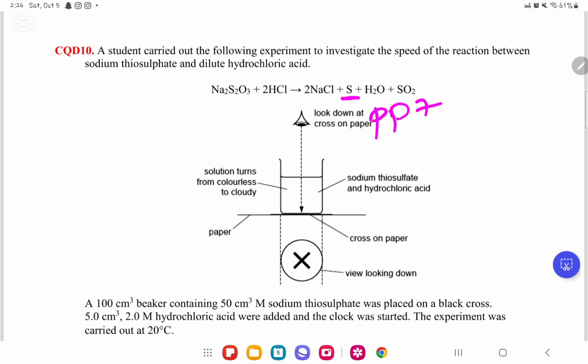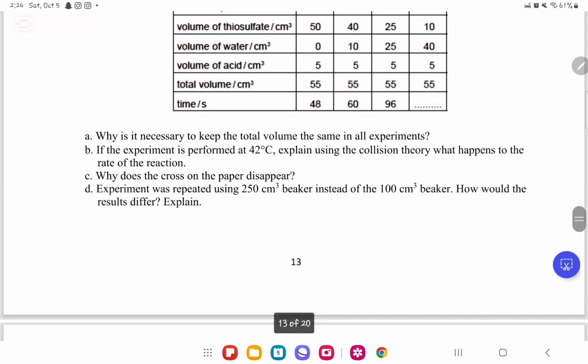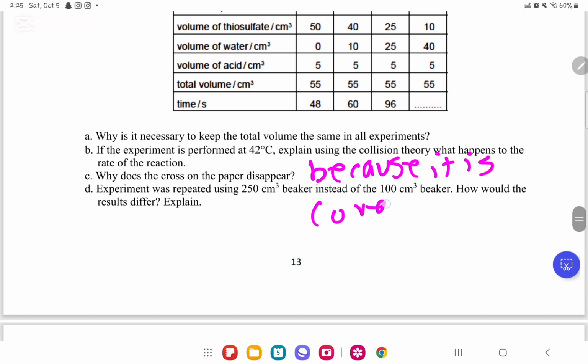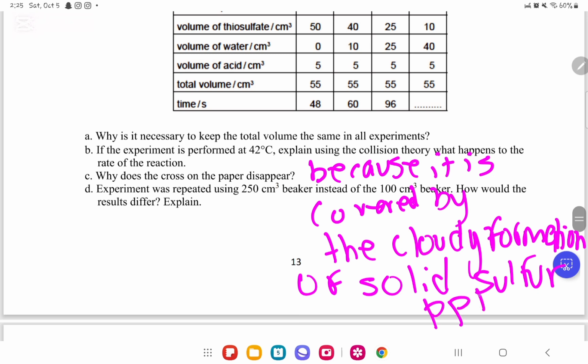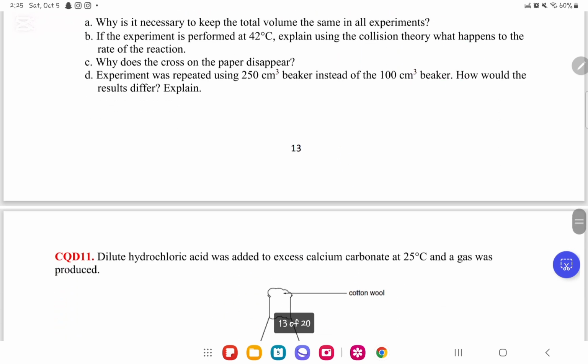This is from last year. So what can we say for letter C? Why does the cross on the paper disappear? Because it is covered by the cloudy formation of solid sulfur precipitate. That's for C. For D, the experiment was repeated using 250 centimeter cubed instead of the 100 centimeter cubed.